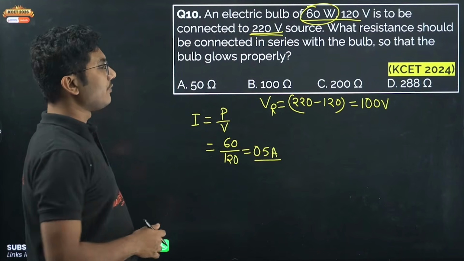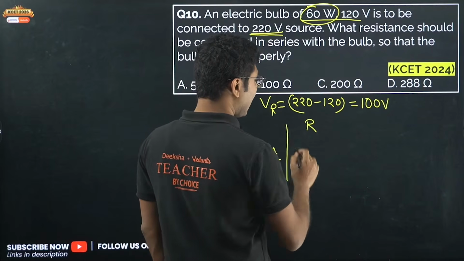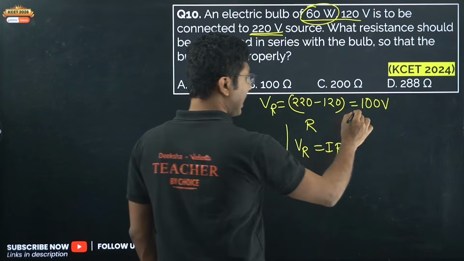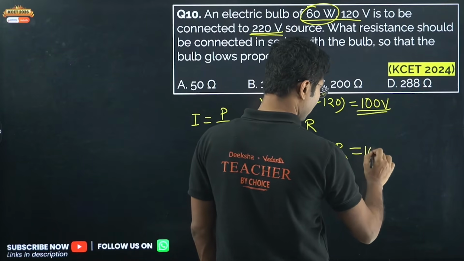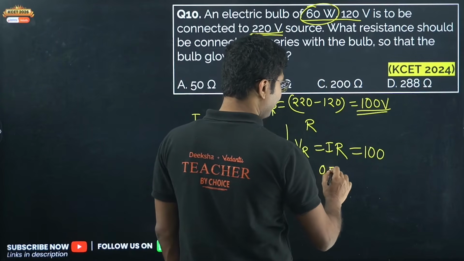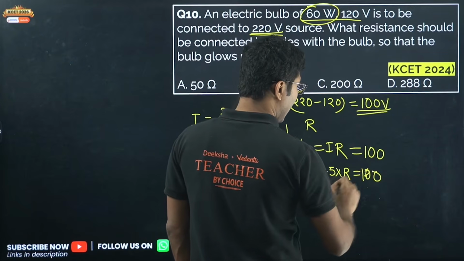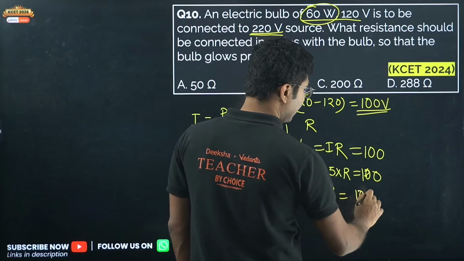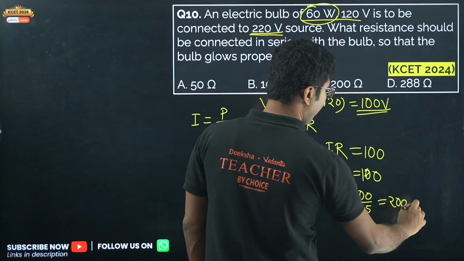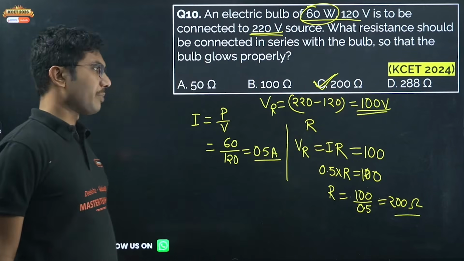Okay, now if the resistance in the circuit is R, then what is VR? VR is I into R, obviously, and that must be this extra 100 volt. So what is I? I is 0.5. Resistance we do not know, so this will be 100. And R equals 100 divided by 0.5, that is 200 ohm. So we need to connect at least 200 ohm so that bulb will glow properly.